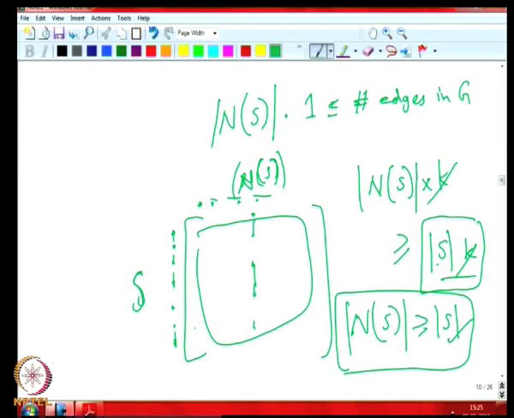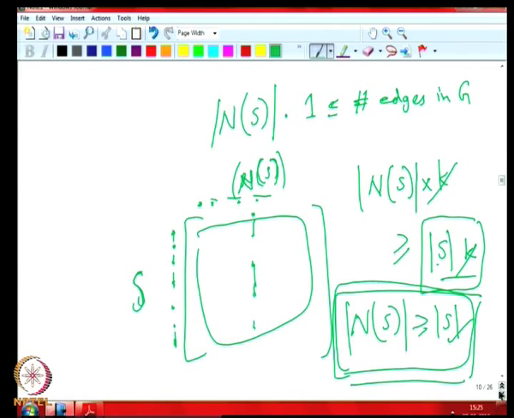While the number of ones can also be counted column wise, in any column maximum k ones can be seen. So, the number of ones in the matrix cannot be more than n of s into k. So, if n of s into k is greater than or equal to s into k, we cancel off k and we get n of s is greater than or equal to s. This is what we infer, right.